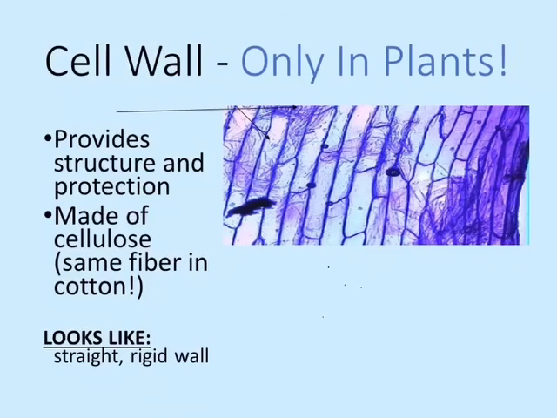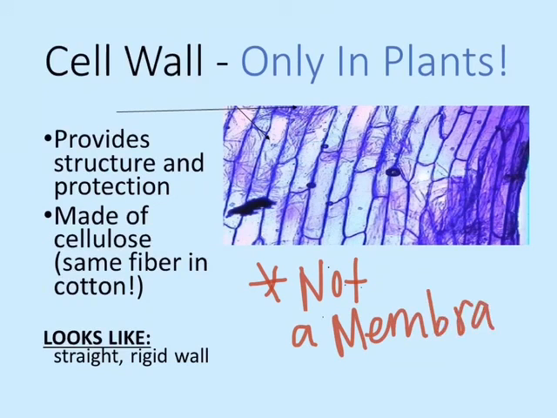The other plant-only organelle is a cell wall. So don't get this confused with the cell membrane, which is flexible. The cell wall is not flexible. It is rigid, like a wall, exactly like you would imagine a wall to be.